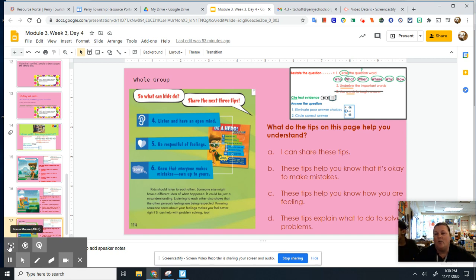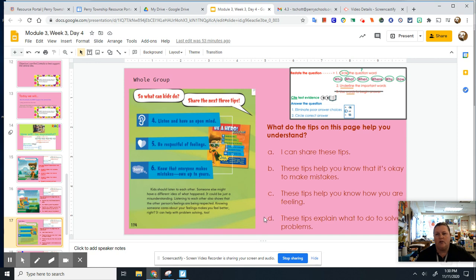So which one am I going to narrow it down to? What do you think, Larry? And he's gone. These tips help you know that it's okay to make mistakes, or these tips explain how to solve a problem. These tips help me know how to solve a problem. I have to listen and have an open mind. I have to be respectful of feelings, and I have to know that everyone makes mistakes. I have to own up to mine. So I have to admit when I make mistakes. So the answer is letter D.